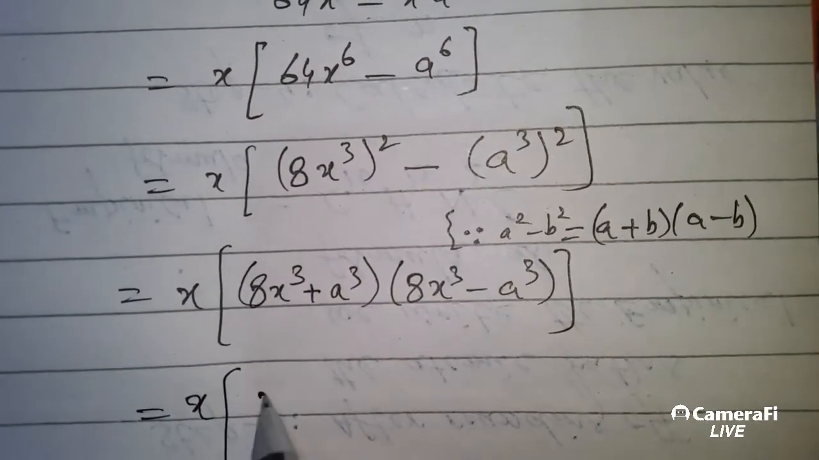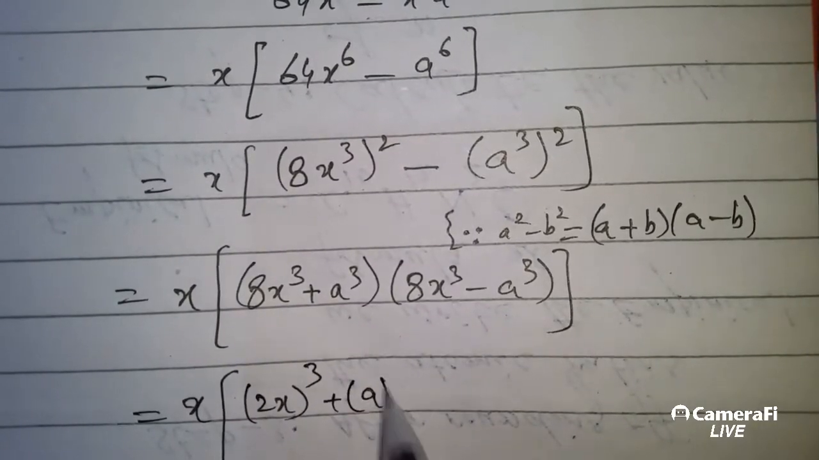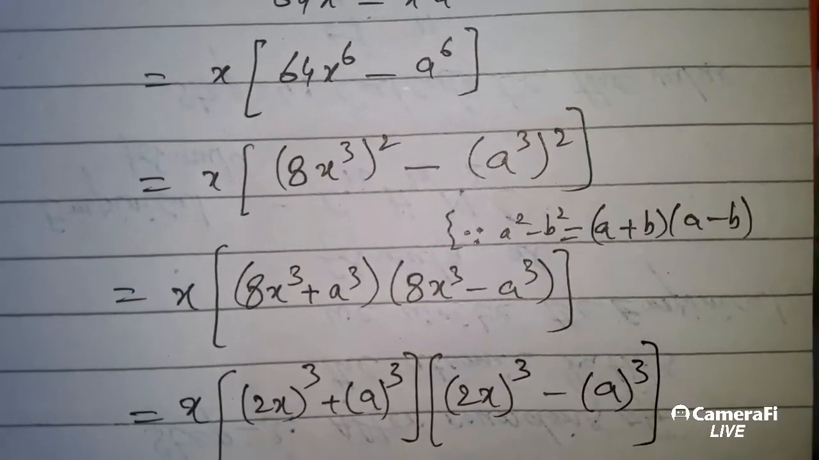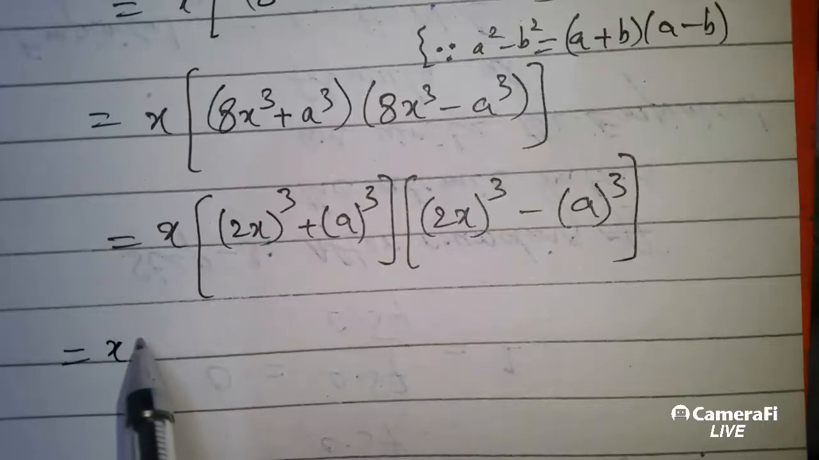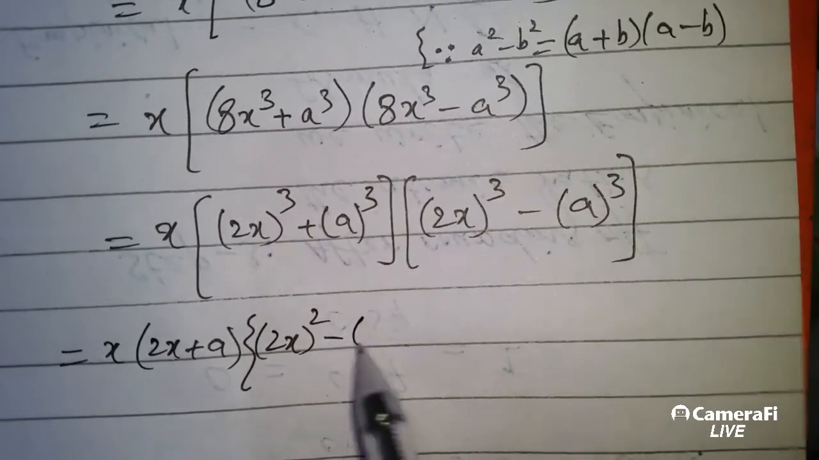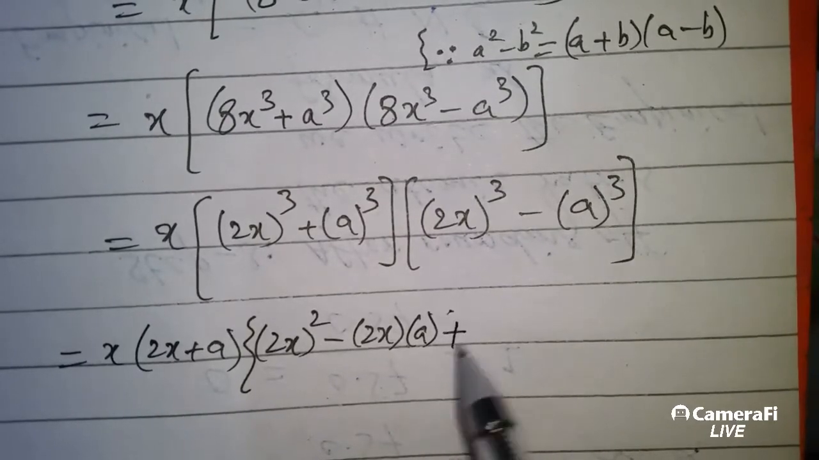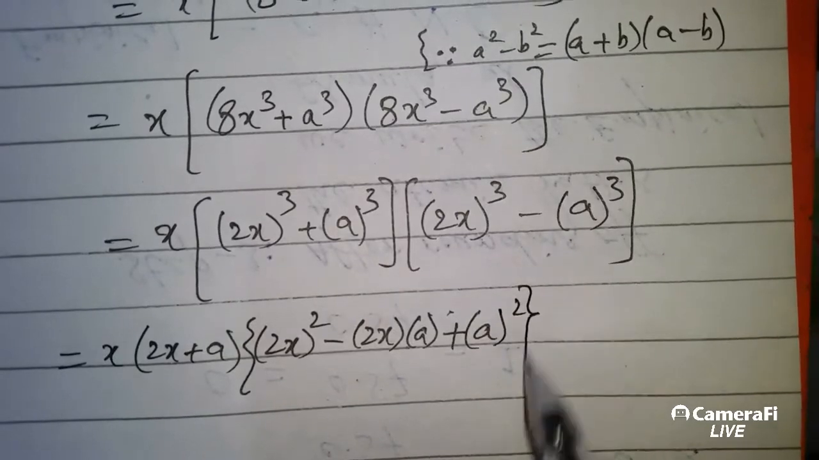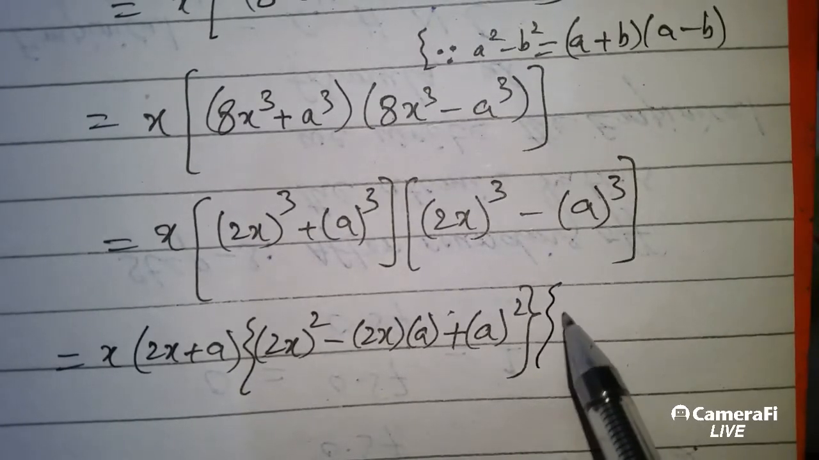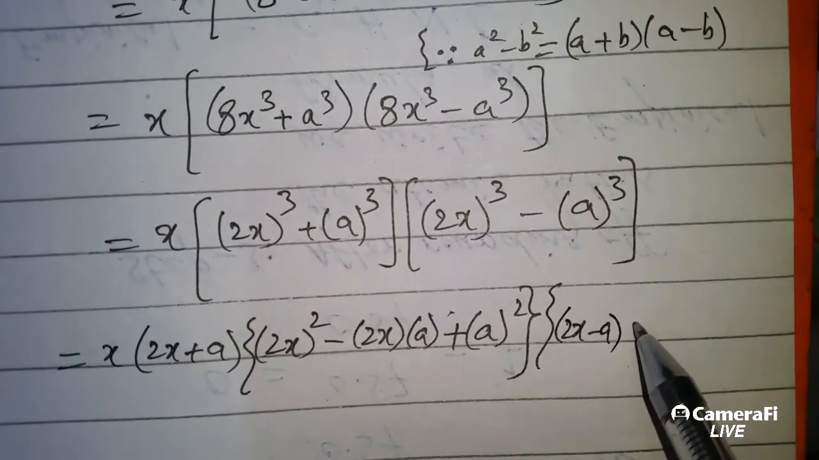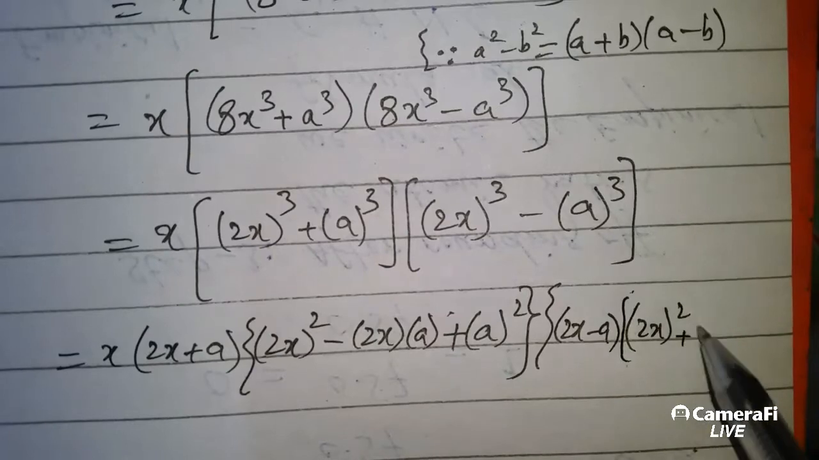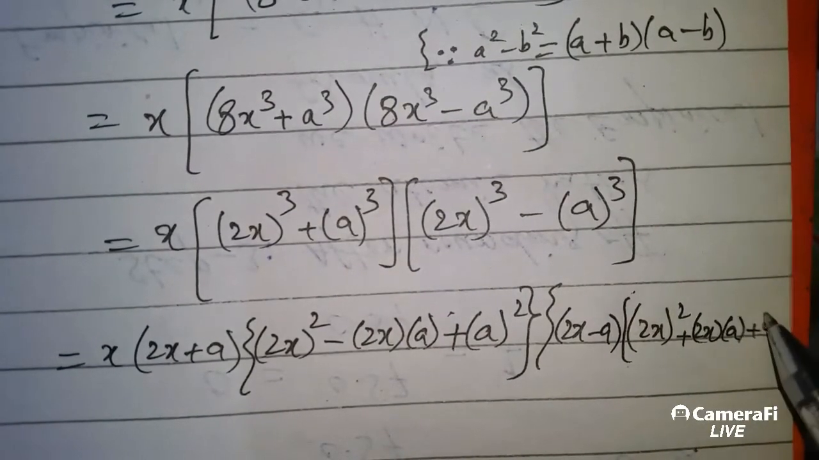And then we can apply the cubic formula as well. Applying the cubic formula: first term plus second term, square of the first term minus first term into second term plus square of the second term. Here first term, second term, square of the first term plus first term into second term plus square of the second term.